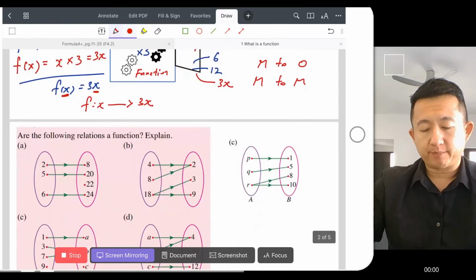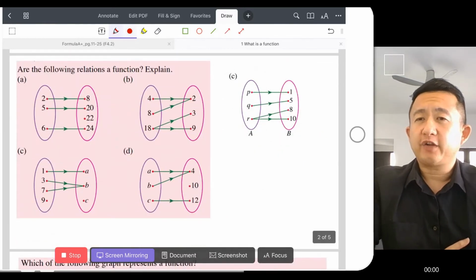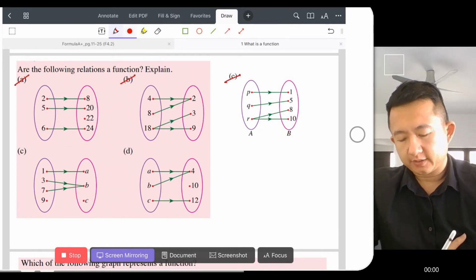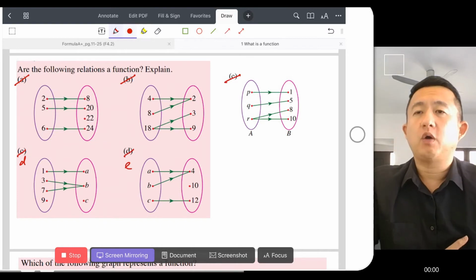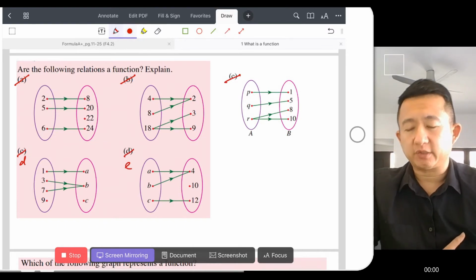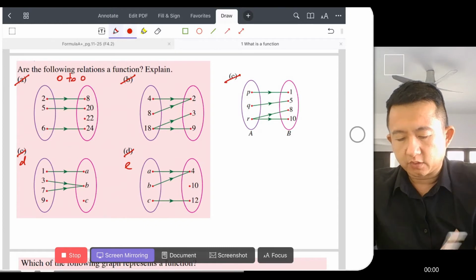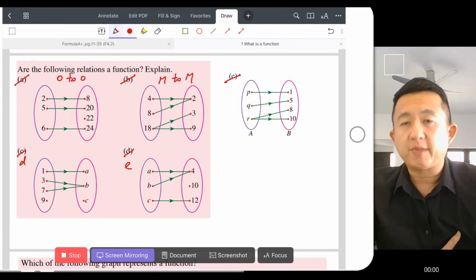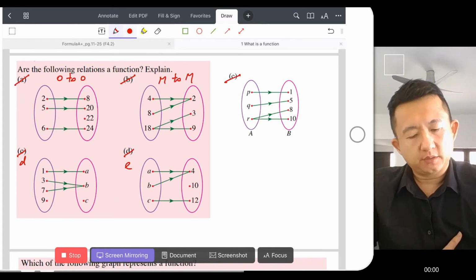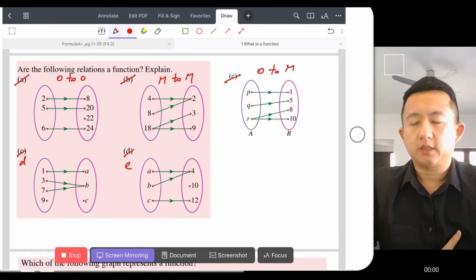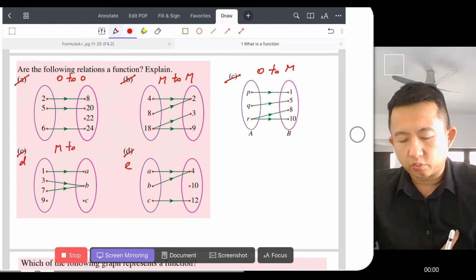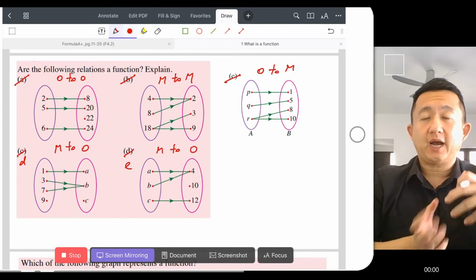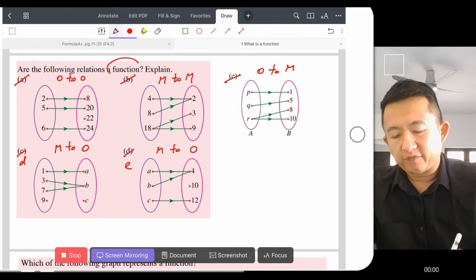Let's have a look at the example. Are the following relations functions? First, your work is to identify what the relations are here. Number A, what is the relation? 1 to 1. Number B, many to many. Number C, 1 to many. Number D, many to 1. Okay, these are the types of relations. How many of them are functions?